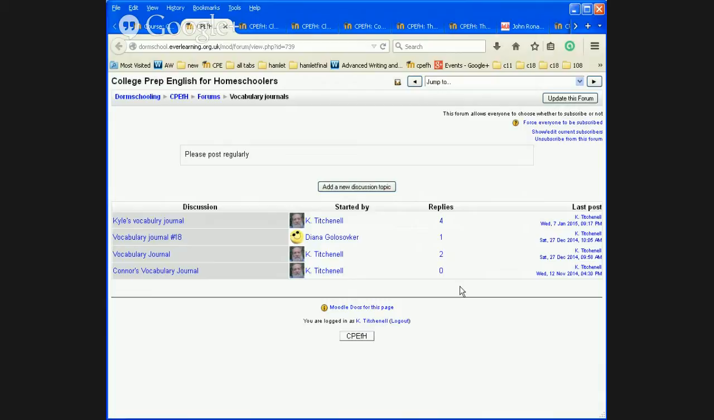We can all learn from everybody else's vocabulary list. I think everybody should keep a vocabulary list. Get your parents to keep a vocabulary list. Think you can do that? Anyway, I've moved these over from the other classrooms, so they're fairly small. I've put up Connor's and Kyle's and Diana's.